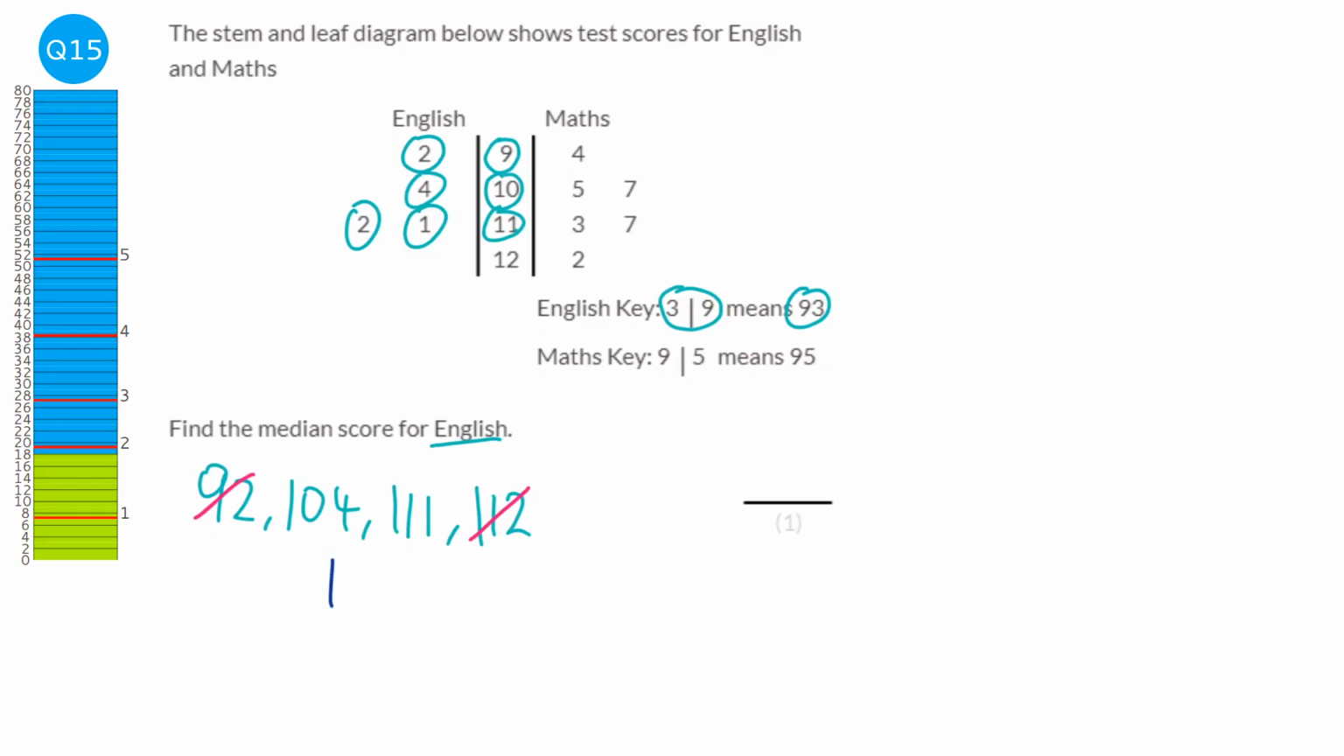So what we're going to do is add the 104 to the 111, and we're going to divide that by 2. So when we do that, we get 107.5. So our answer is 107.5.